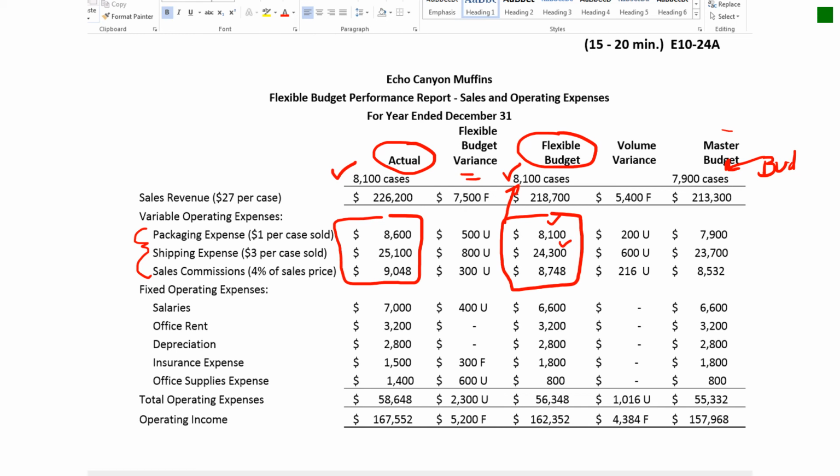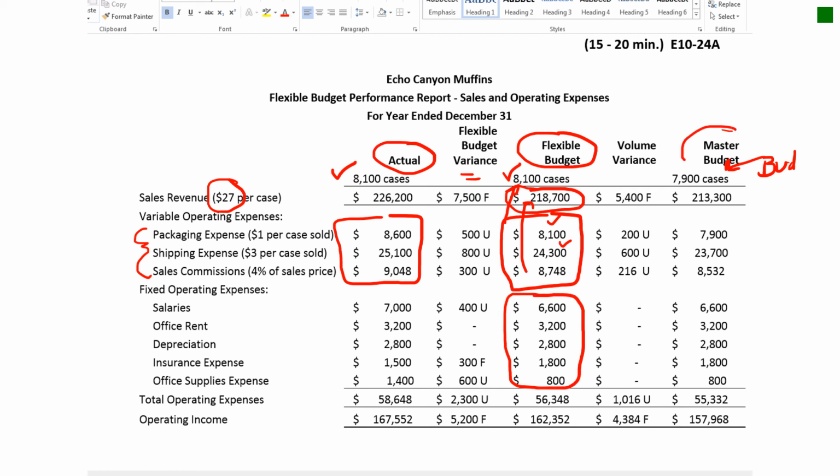Now to get the commissions, you have to multiply by the revenue because it's a percent of sales price. And I believe the budgeted number there was $27 per case. So that's how they got the 218,700. They took 8,100 multiplied by $27. That's your flexible budget revenue. Now to get the commissions, this is going to be 4% of this number. That's how they got this estimated commission cost. And then of course you would just pull these numbers right from your budget as is. Those are your fixed costs.